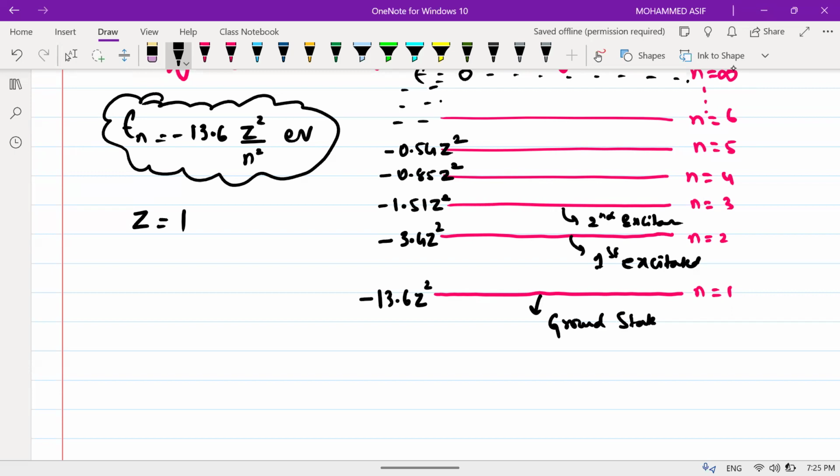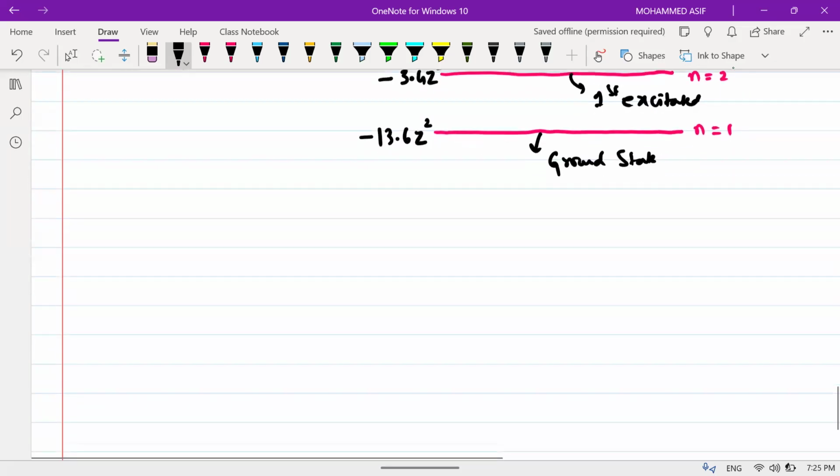n equals 1 energy is minus 13.6. n equals 2 is minus 13.6 divided by 4, which is minus 3.4 Z square. n equals 3 is minus 1.51 Z square. n equals 4 is minus 0.85 Z square. n equals 5 is minus 0.54 Z square. Up to the 5th, you need to learn them by heart anyhow. Okay, sure.